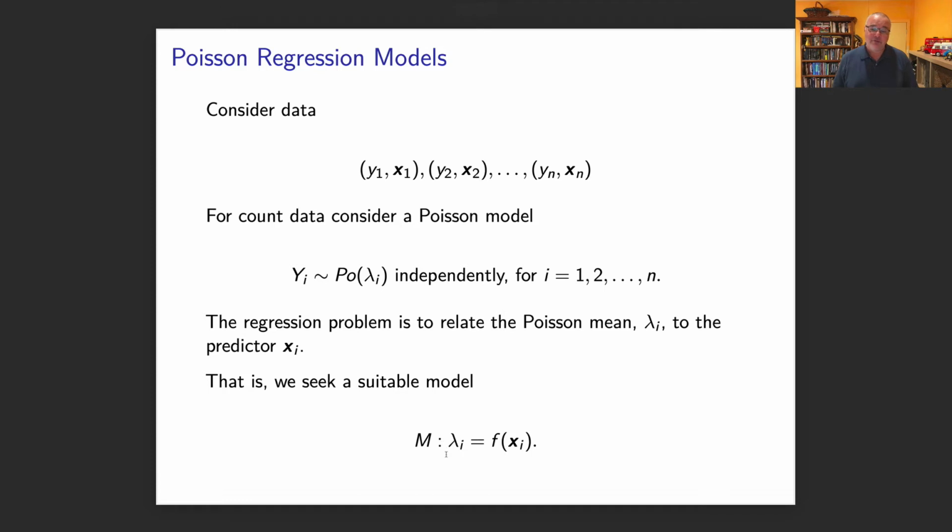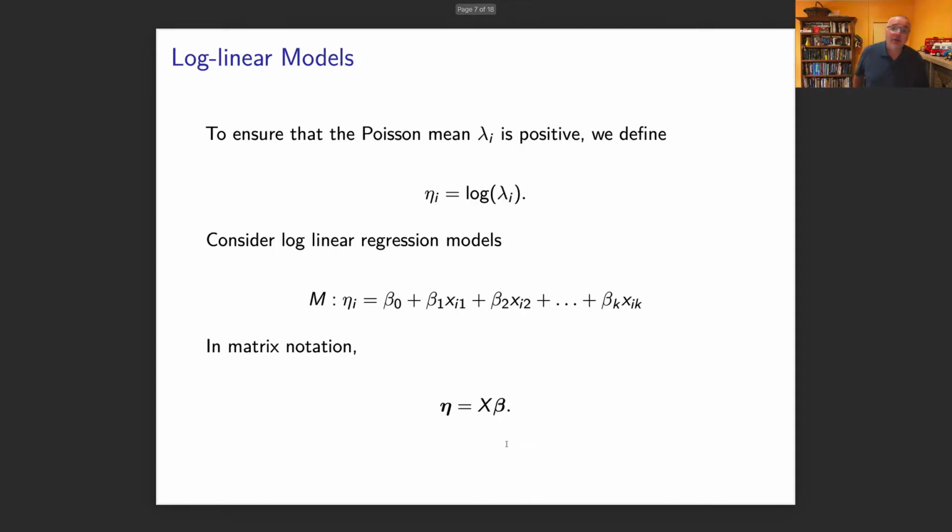So we're going to have some model to link this because, again, our linear combination of predictors could give us any number, including negative numbers, and we don't want that. We only want 0 to positive numbers. So we're going to have a link function again. How do we make sure our lambda i is positive? Fine, we're going to set eta i equal to log lambda i. So this is our link function.